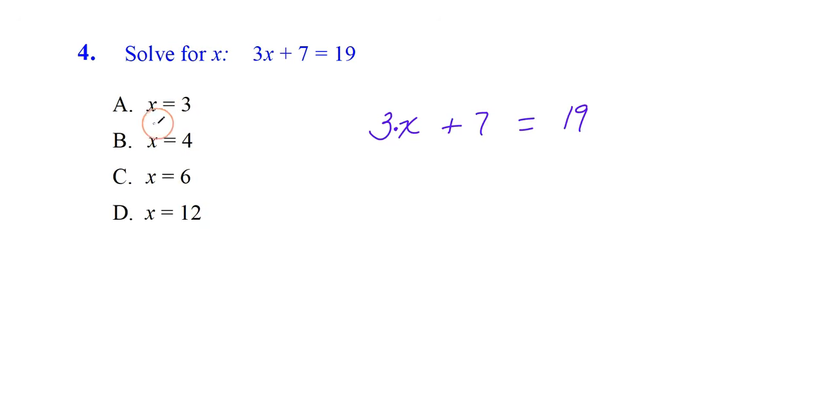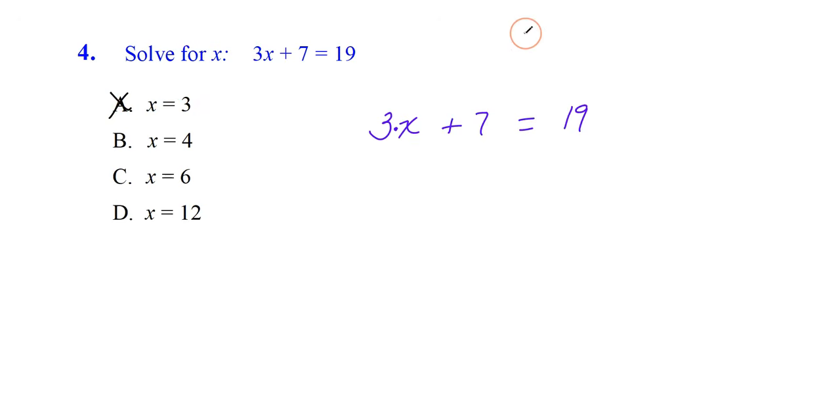So let's start with our first answer choice of x equals 3. So I'm going to replace this x with 3 in my mind. I'm going to say, okay, does 3 times 3 plus 7 equal 19? Well, let's see. What's 3 times 3? That's 9. Plus 7 equals 16. No, it doesn't equal 19, so this is gone. A does not work.